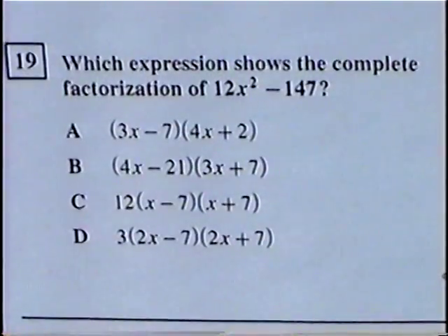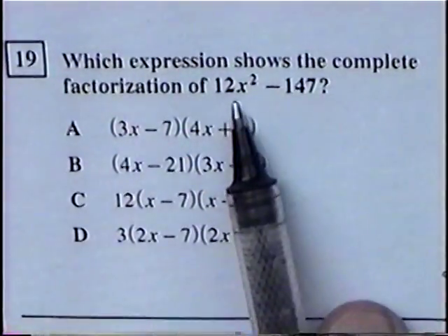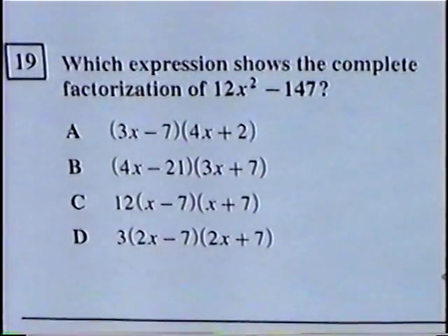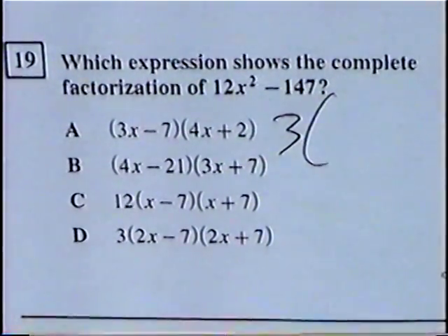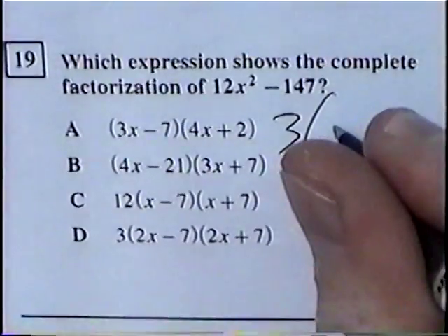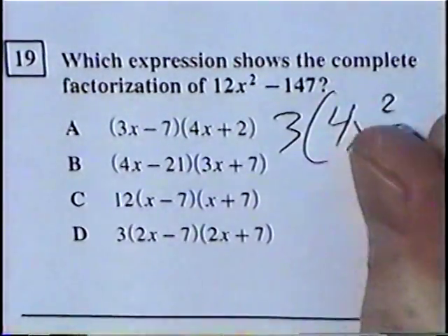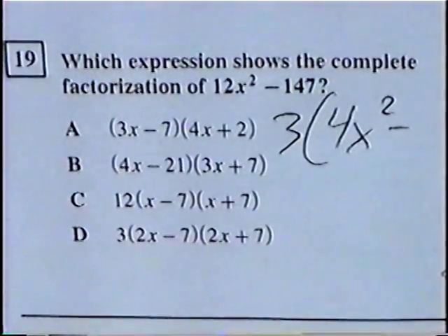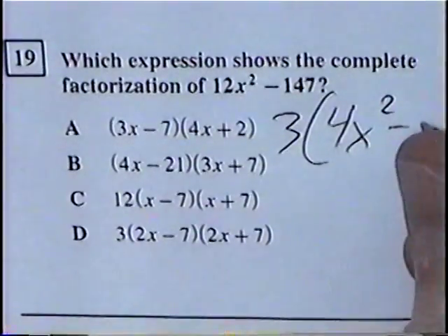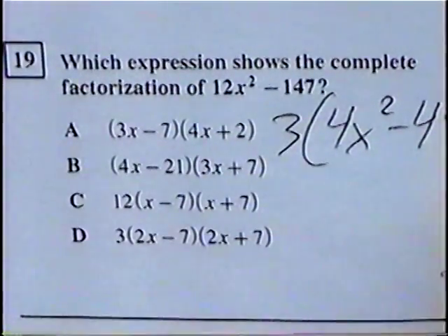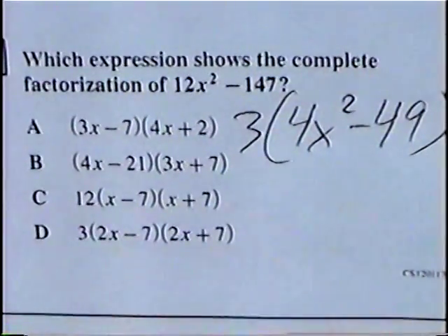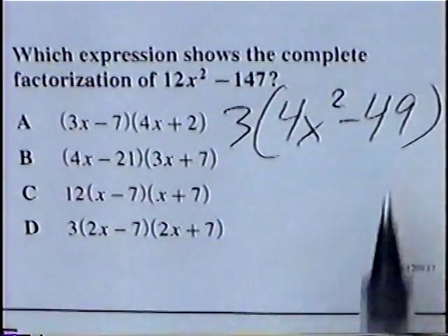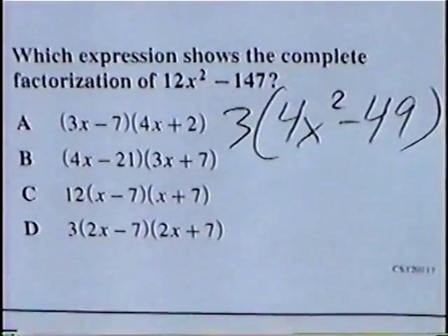Factoring, we can first take out a common factor from 12x squared minus 147. A 3 would be a common factor of each. Dividing by 3, we'll have 4x squared. And 147 divided by 3 would be 49. The term that's left over, 4x squared minus 49, is again a perfect square or difference of squares.